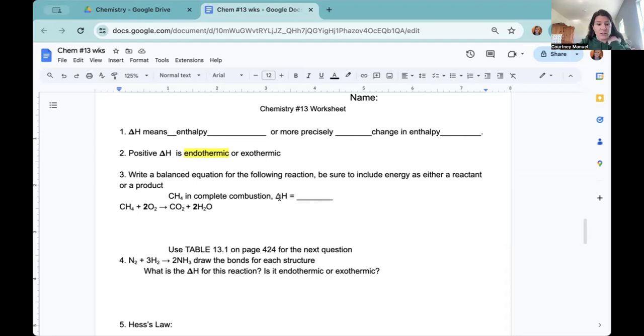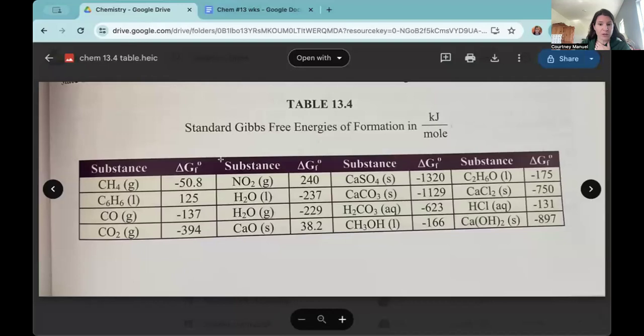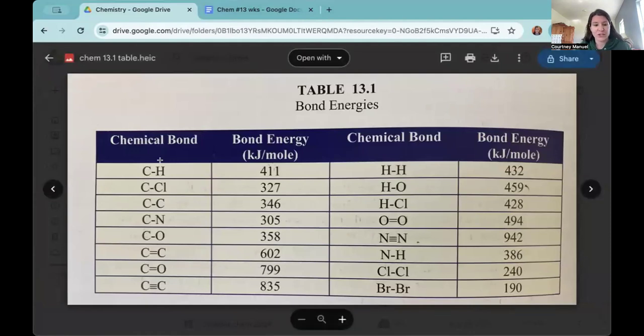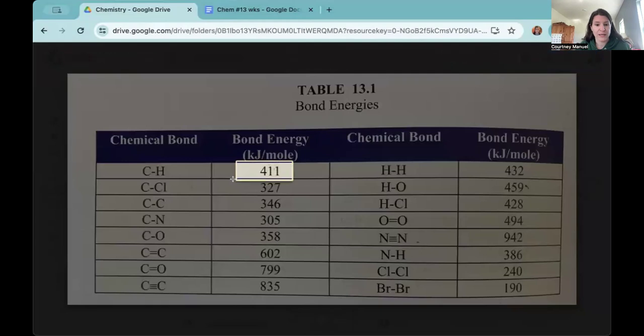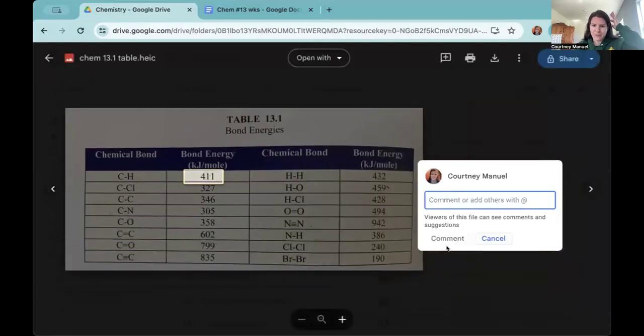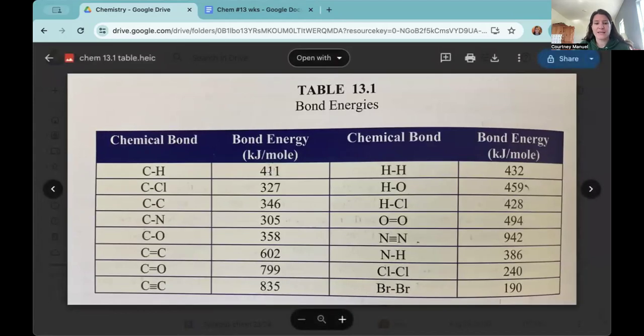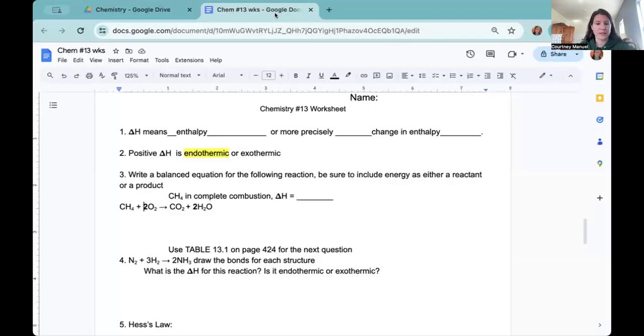Okay, so what we do from this point is look for the enthalpy, this delta H. And what we're going to use is one of the tables from the book. This one, bond energies, okay? So the first section you're looking at is CH. So this is CH right here. So CH has a bond energy of 411. So underneath this one, we're going to write 411.